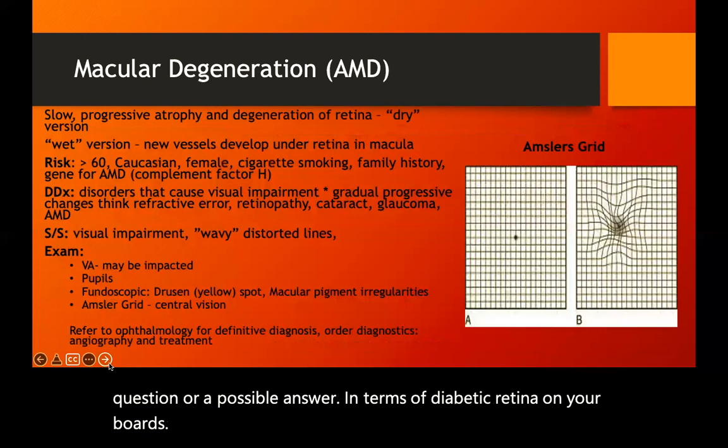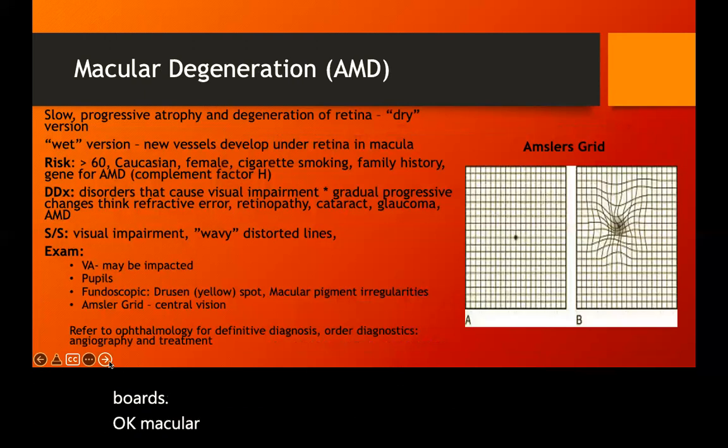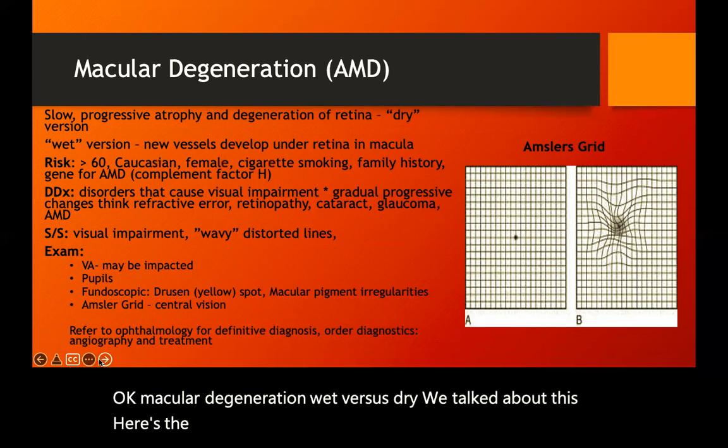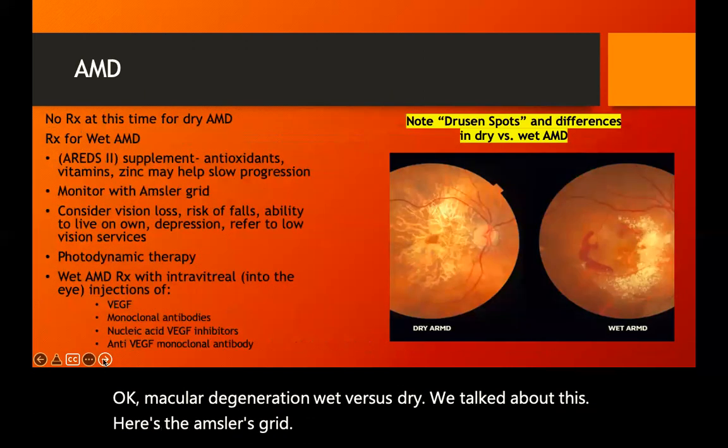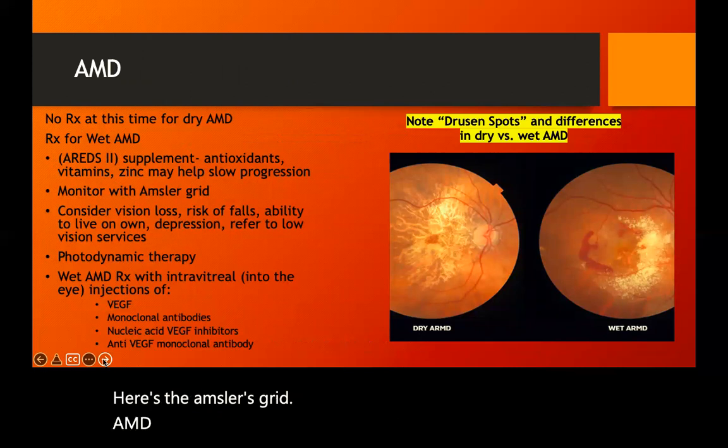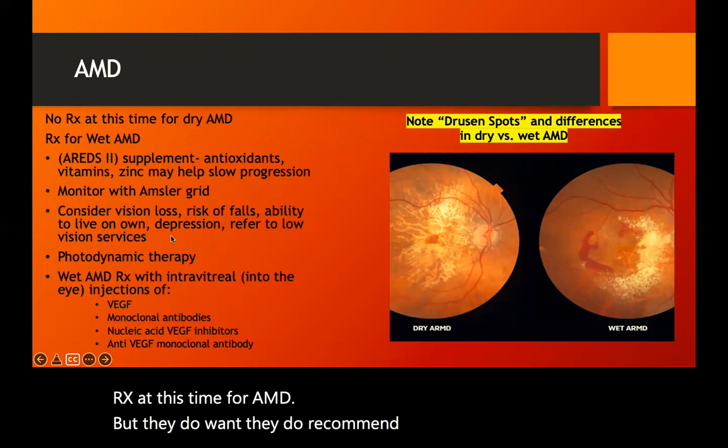Okay, macular degeneration, wet versus dry. We talked about this. Here's the Amsler grid. AMD. There's no treatment at this time for AMD, but they do recommend supplements like antioxidant vitamins and zinc.